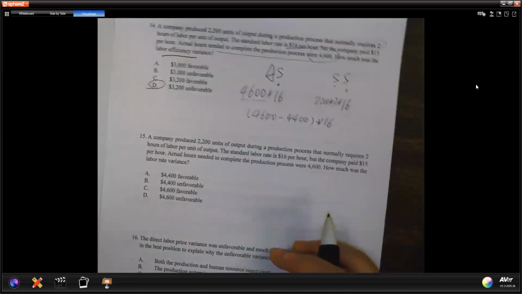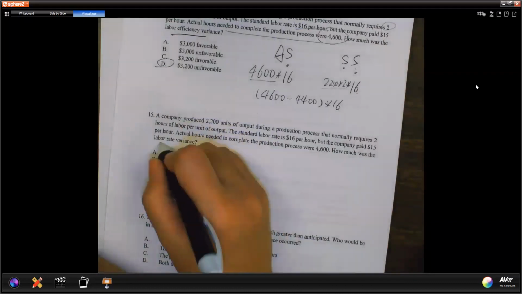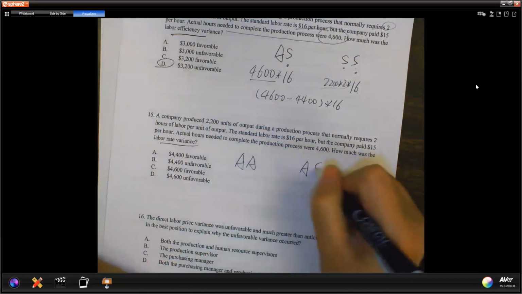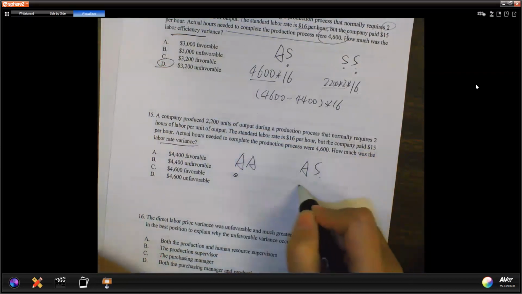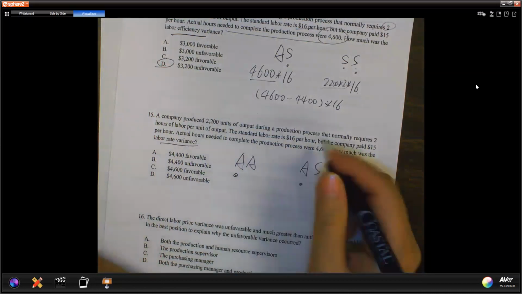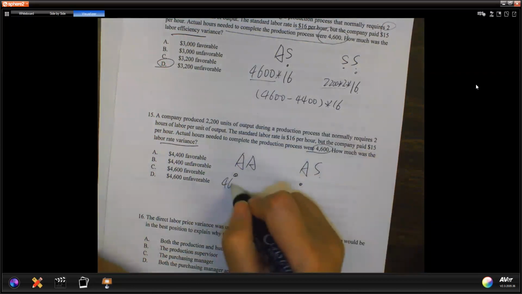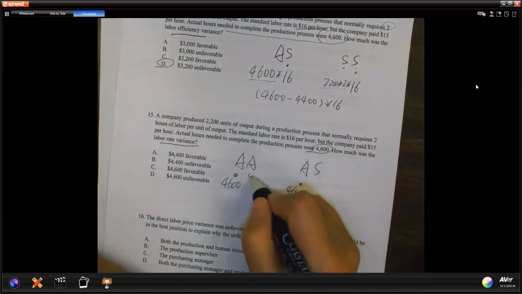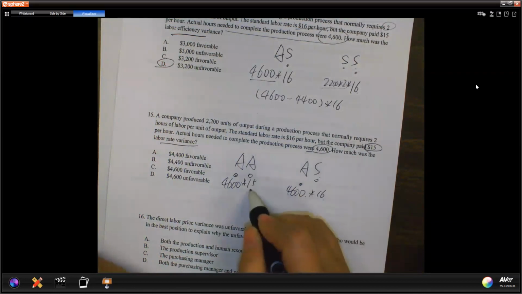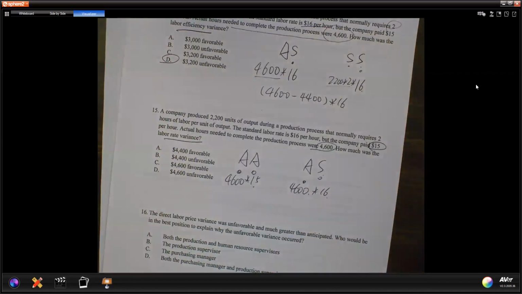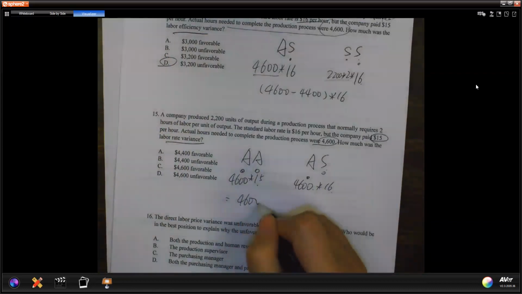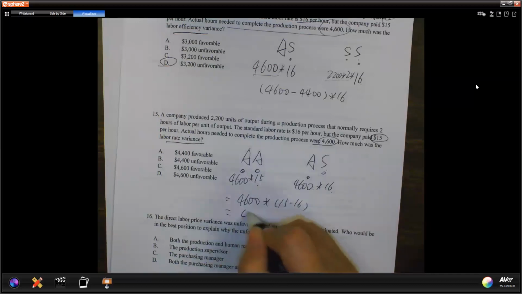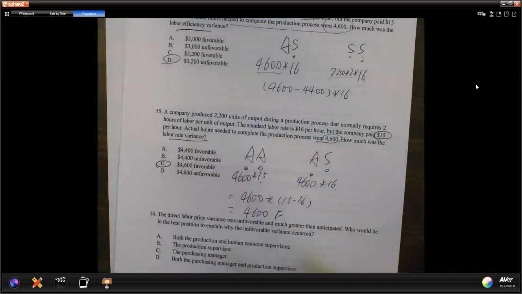You got that one. And then 15, talking about the labor rate is AA and AS. Actual labor hour is 4,600. Actual price is $15, but your standard is $16. So you get a good deal, right? You thought you have to pay $16, but you paid $15. So you have a good deal. It will be favorable. So 46 times 15 minus 16 will be this favorable. Did you get the answer C?